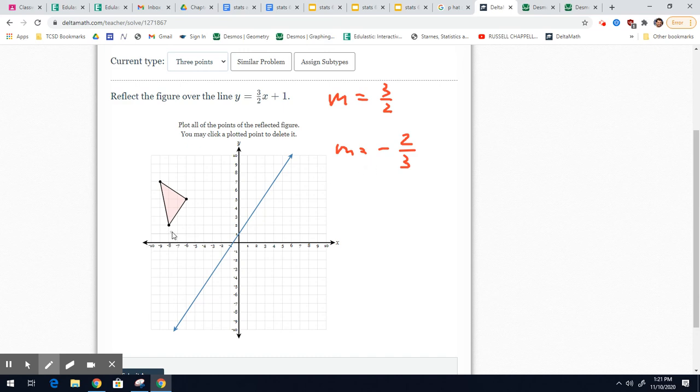So from this point here, let's go down 2, right 3, down 2, right 3. And look, I landed on the line after 2 counts of the slope. So count the slope 2 more times. Down 2, right 3, down 2, right 3. There. That is going to be the image of that point. Great. Awesome.